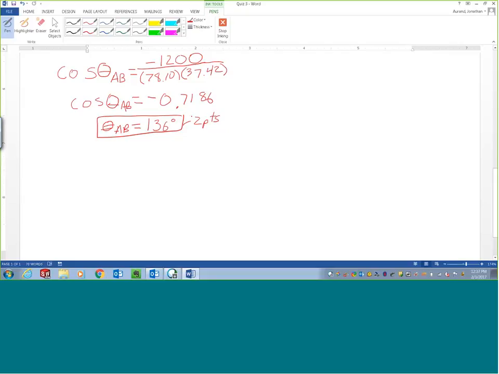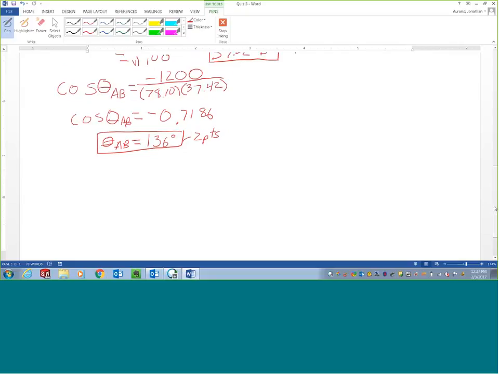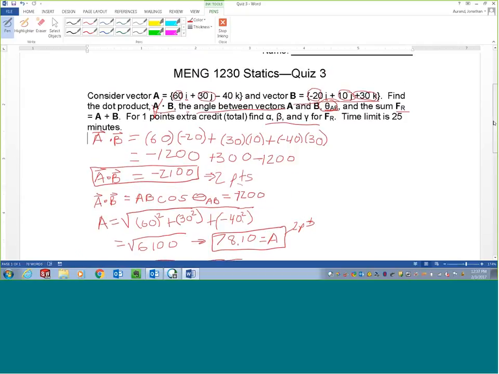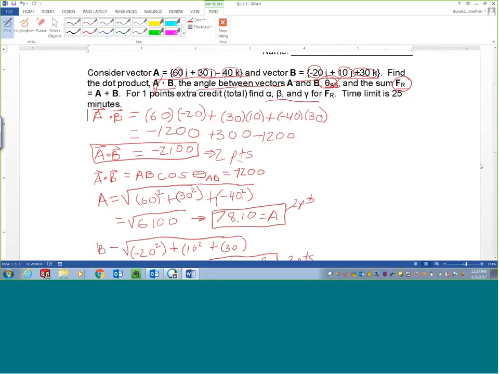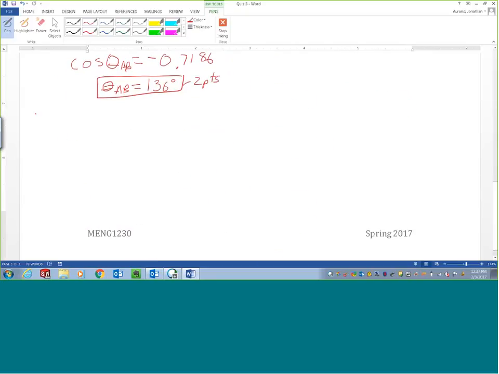All right. Now last, we scroll back up to our question. We found our dot product A dot B. We found our theta AB. We have to find the sum FR. That's just going to be the sum of those two vectors. So let's scroll back down. We'll add those together. So FR, the vector, is going to be vector A plus the vector B. Again, we'll just add the components together there.